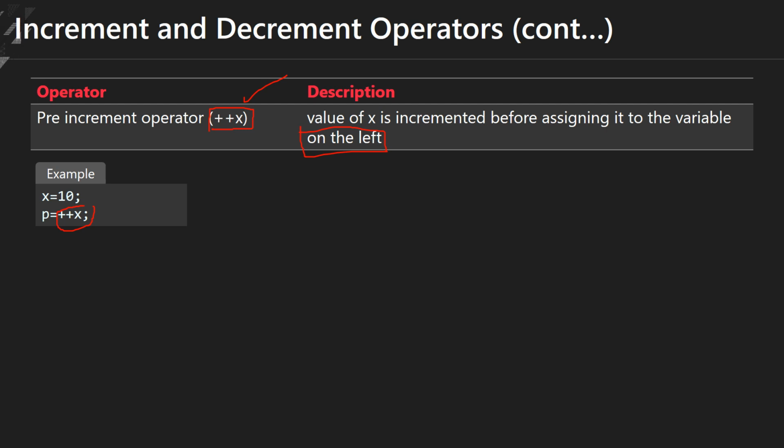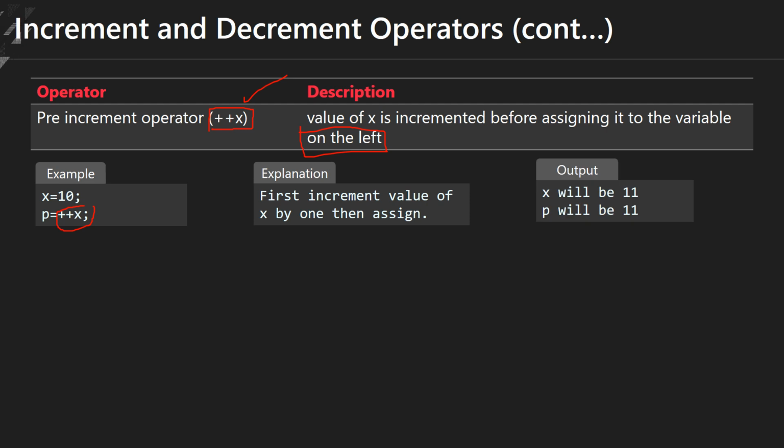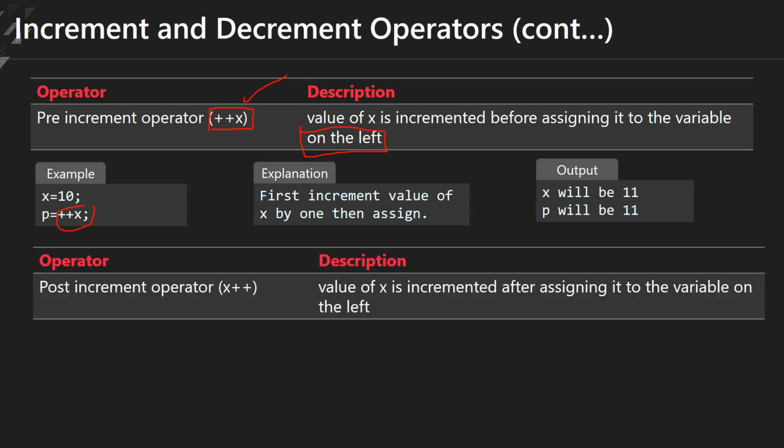So x gets incremented by 1. P is equal to still 10 only, right? Look at this. First increment the value of x by 1, then assign. X gets incremented, and then the value is assigned to the p.